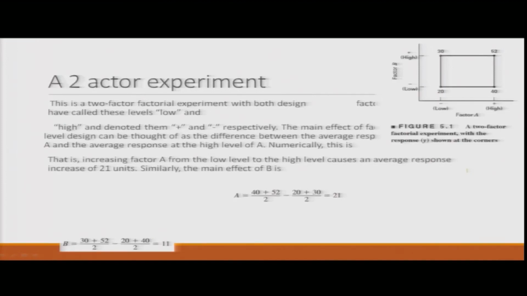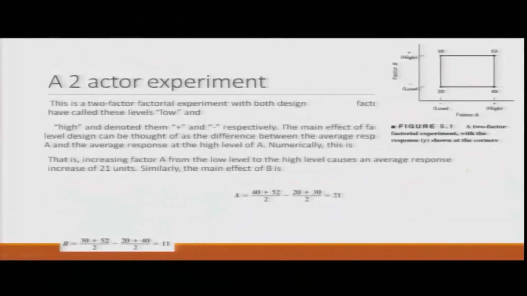This is called a 2 factor factorial experiment, with both factors having levels called low and high. It can be low, medium, high, but we are considering only 2 levels, so the combination is technically 2 by 2. The high is denoted with a plus and the low is denoted by a minus, or vice versa, depending on however you quantify.